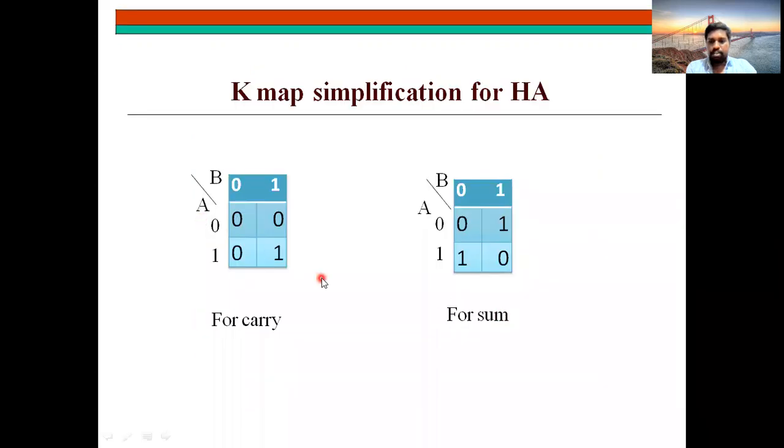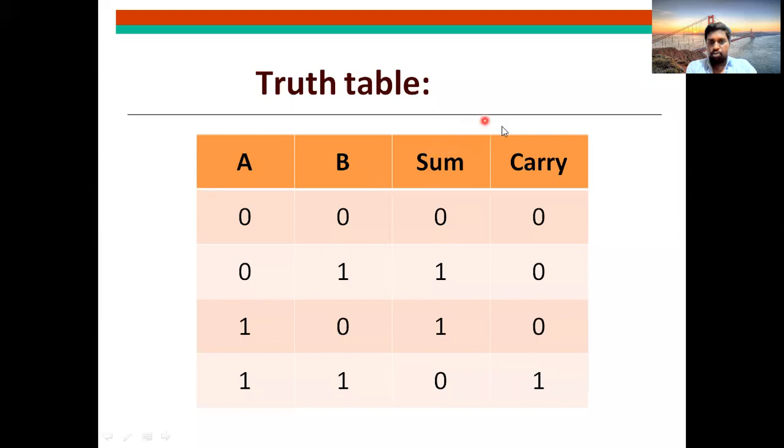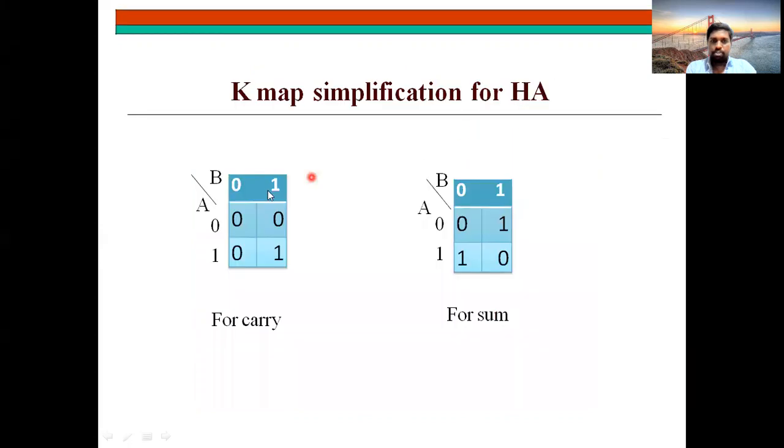Next, as these two are outputs, sum is an output and carry is also an output. So we should find two output expressions, one for sum and one for carry. By using a 4-cell K-map, you plot the given values and the carry you will get is AB. Why? Because we have only one 1 here, so A is 1, B is 1. So AB.